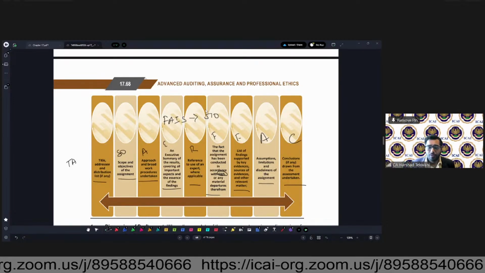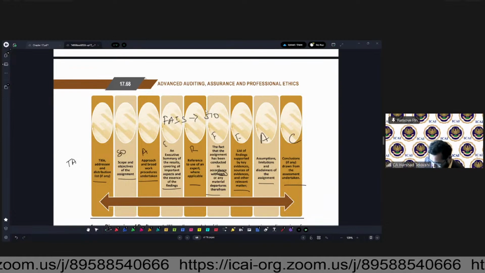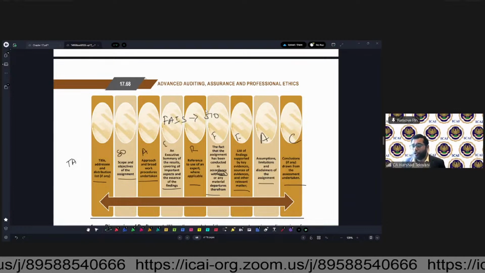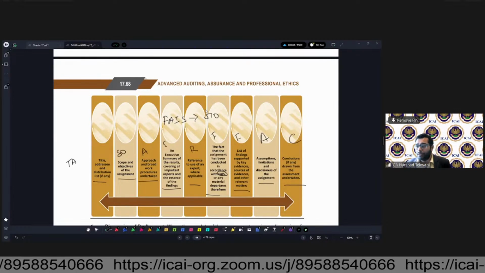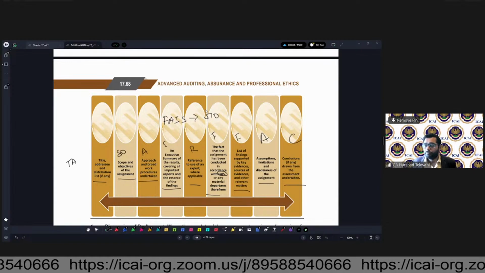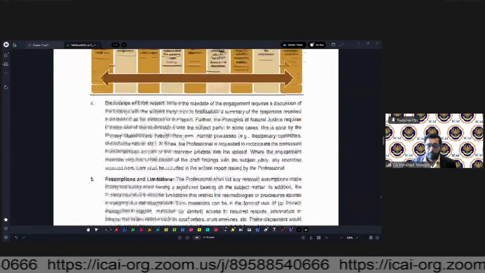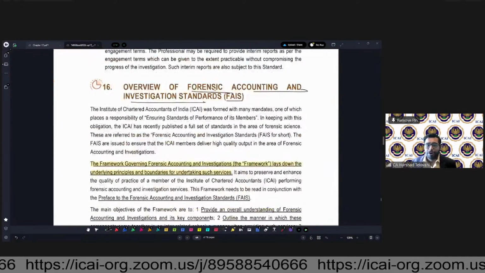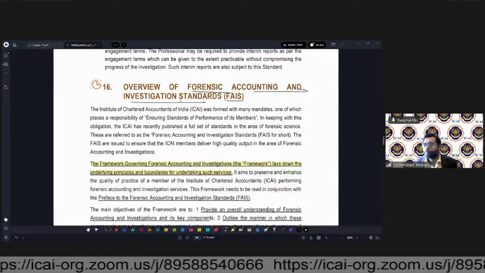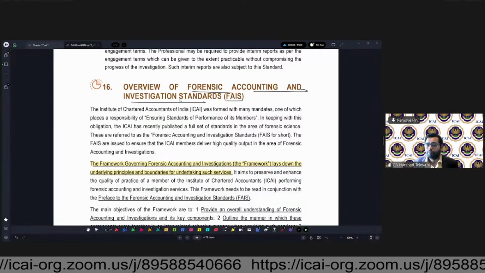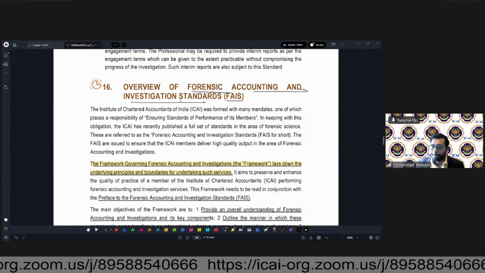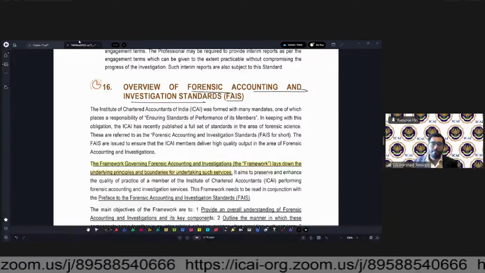Any doubt till now? Any doubt with respect to the whole chapter of due diligence, investigation, and forensic accounting? FAIS is nothing but forensic accounting and investigation standards. Clear? Any doubt, guys?